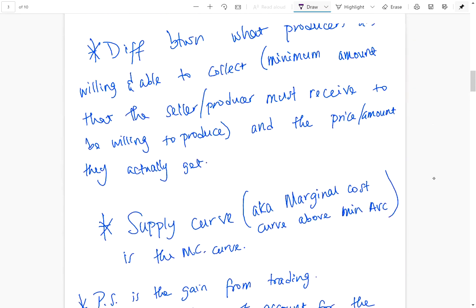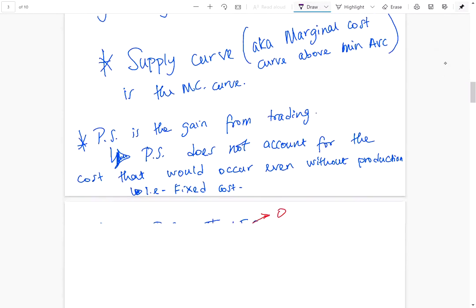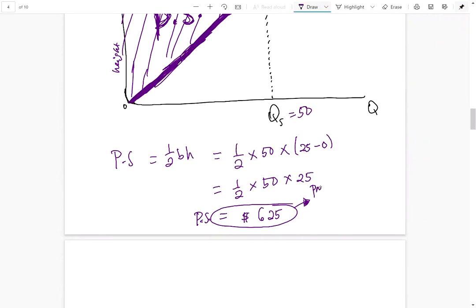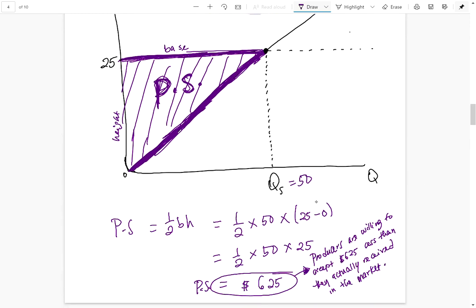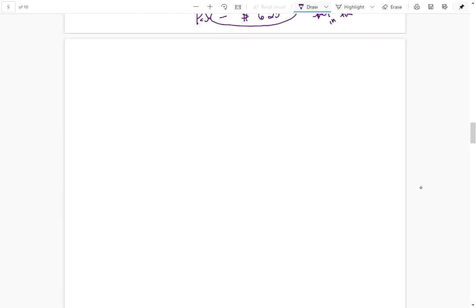So if we're describing this in words, and this is producer surplus, we would say, again, it's similar to what we said for the consumer surplus. Producers are willing to accept $625 less than they actually received in the market. Now, notice that this amount is the same. This 625 for producer is equal to the 625 for consumer. It doesn't have to be that way. It just happens to be with the numbers we used.